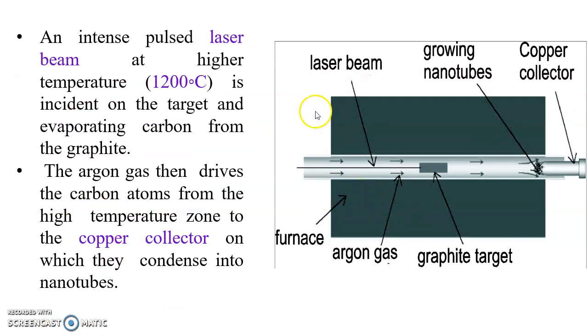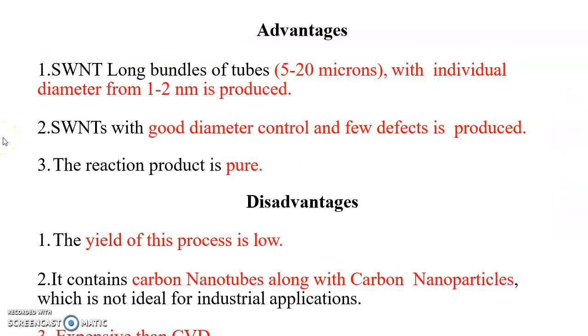An intense pulsed laser beam at 1200 degrees Celsius is incident on the target, evaporating carbon from the graphite. Since the target is made of graphite, carbon gets evaporated. The argon gas that is filled in the quartz tube sweeps the carbon atoms from the high temperature zone to the copper collector, on which they condense into nanotubes. So this is what is happening in laser ablation.